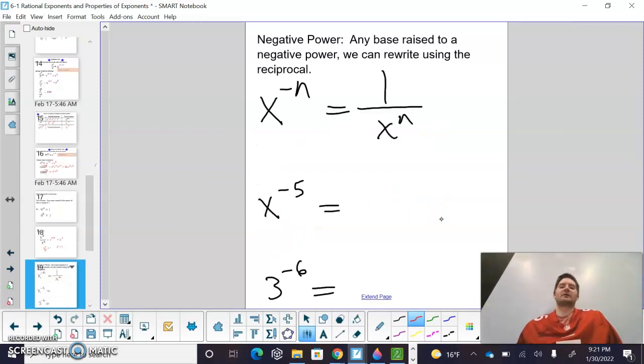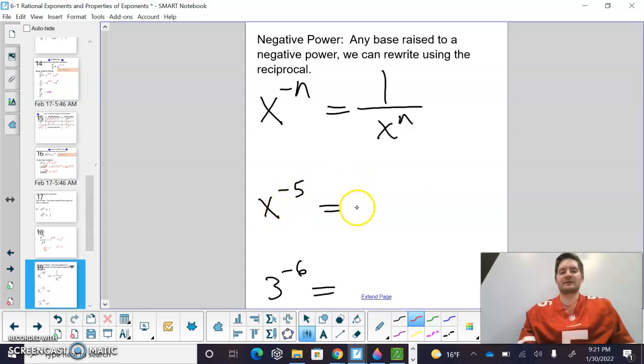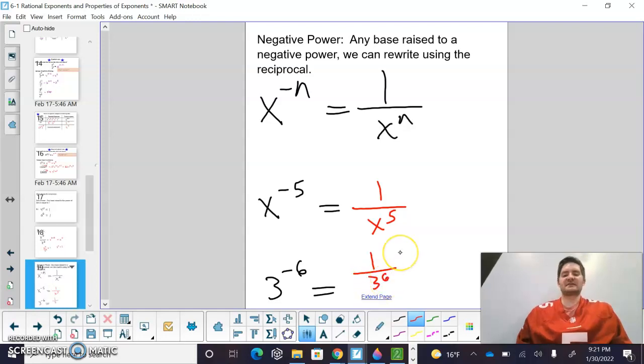The negative power. Any base raised to a negative power we can rewrite using its reciprocal. Basically what we're doing is, instead of it being raised to a negative power, we can switch it into a positive power, but we just have to write it in the denominator. So for example, x raised to the negative 5th power, on my screen will be 1 over x to the 5th power. 3 to the negative 6th power would just be 1 over 3 raised to the 6th.